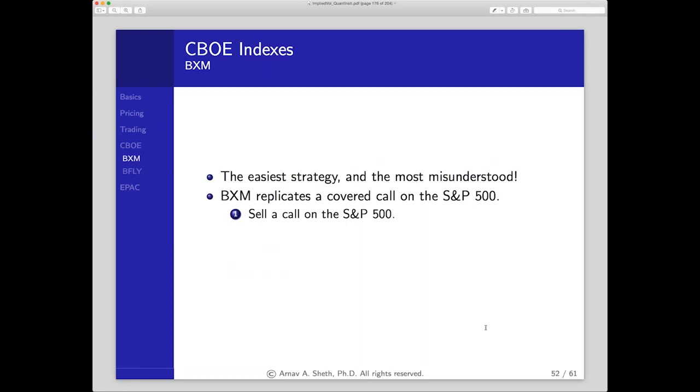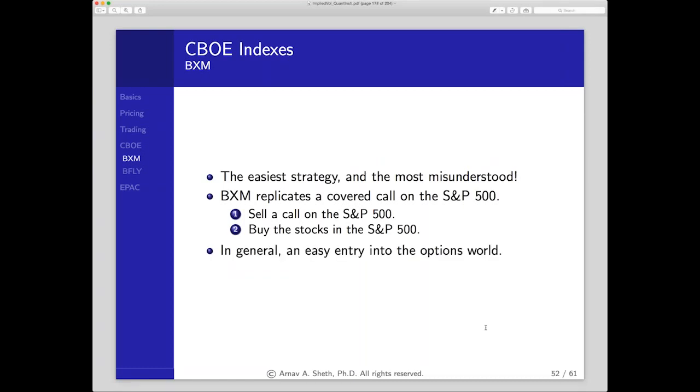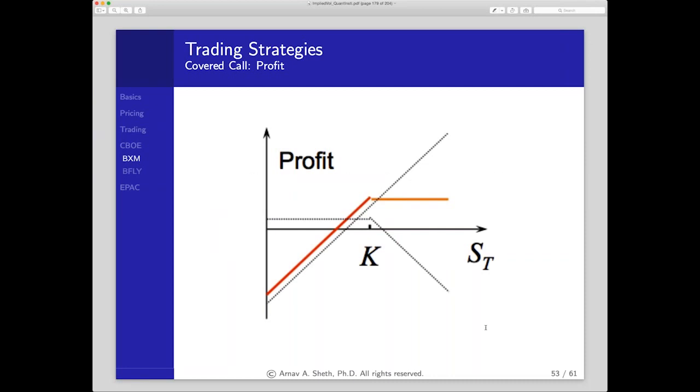So the BXM replicates a covered call. It's the easiest strategy to understand and the most misunderstood. All you're doing is you're selling a call on the S&P 500 and you're buying the stocks on the S&P 500. Okay. It's a very easy way to get into the options world, especially if you already own a stock. So you don't necessarily have to enter a covered call on the S&P 500. If you already own some stocks, just sell a few calls on the stock.